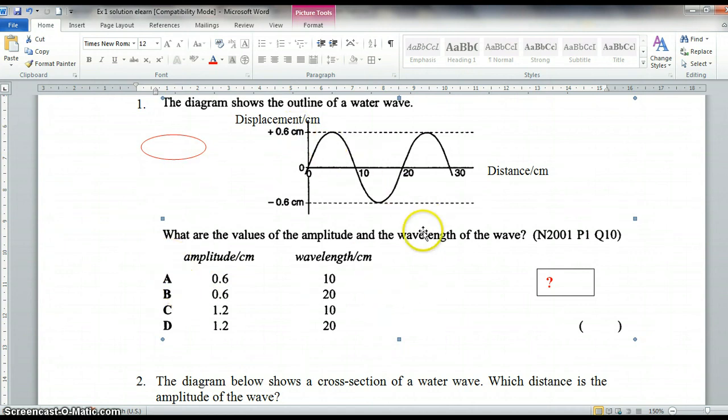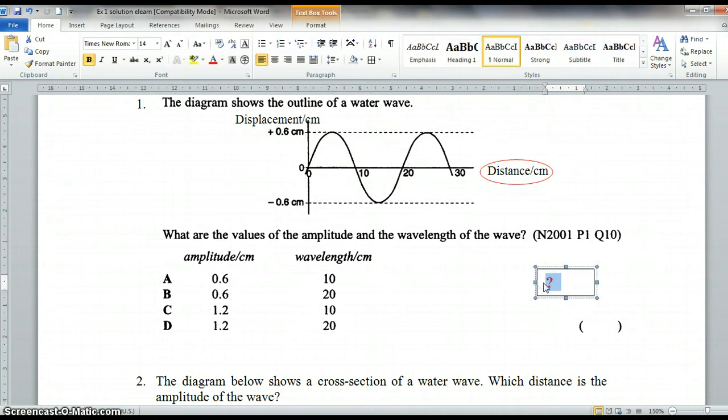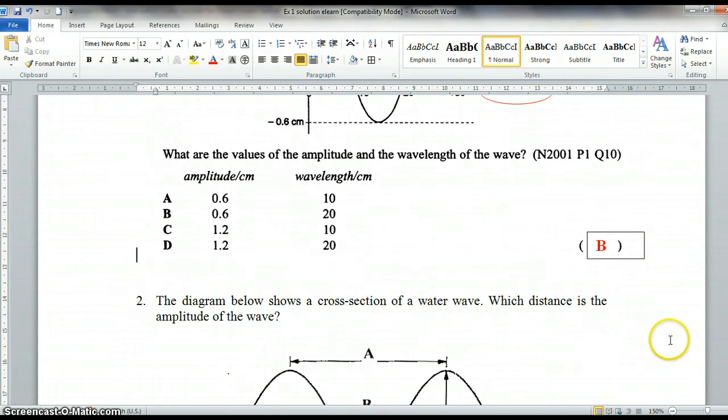Because we're talking about wavelength, as I mentioned before, always look at the axis. Look at the axis before you decide whether the graph can tell us information about wavelength or period. For this case, because the horizontal axis is in distance, wavelength can be observed directly to be 20. So the answer will be B for this question. Alright, let's move on.